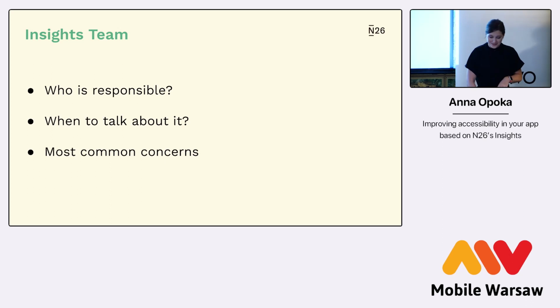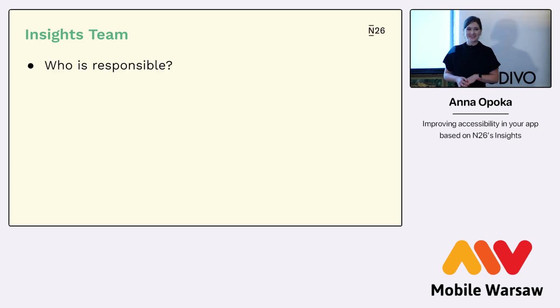So let's start with responsibility. Who do you think should start the topic of accessibility in a team? In my opinion, it's product owner or something like that. Okay, you said the product owner? Yeah, product owner. Okay, do we have any other opinions?